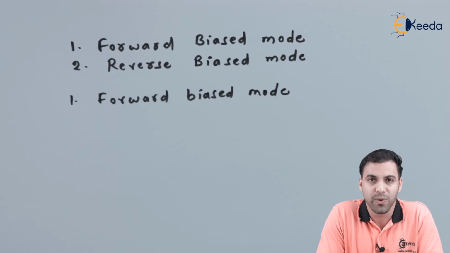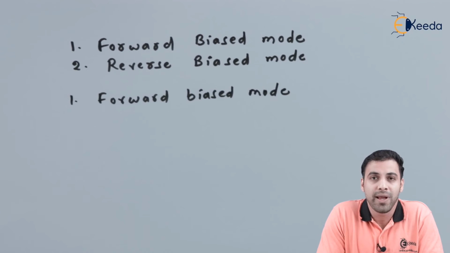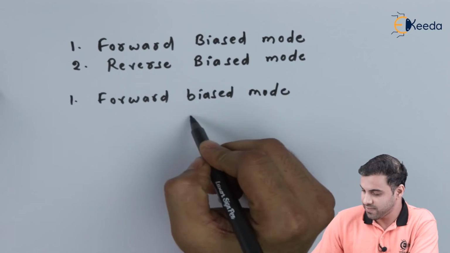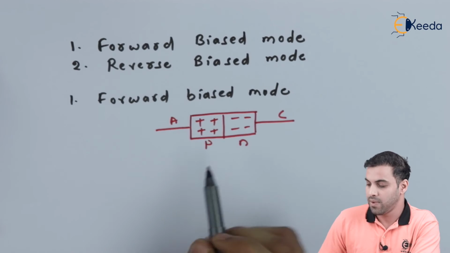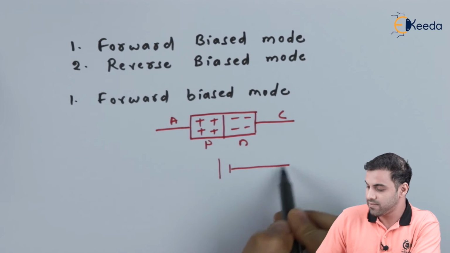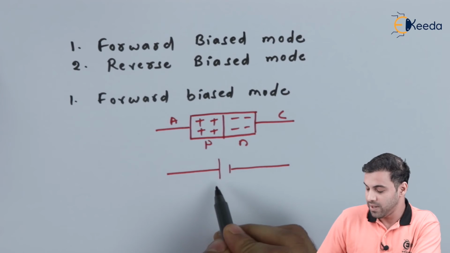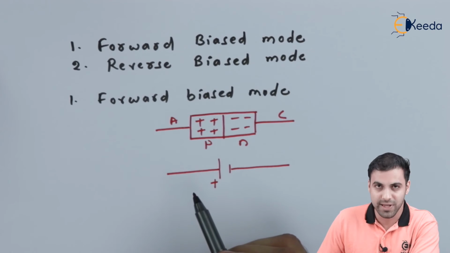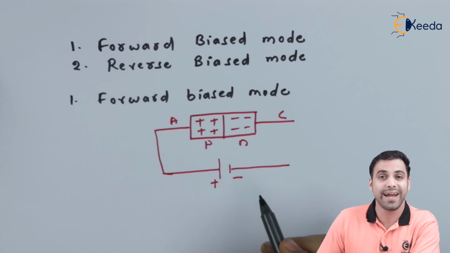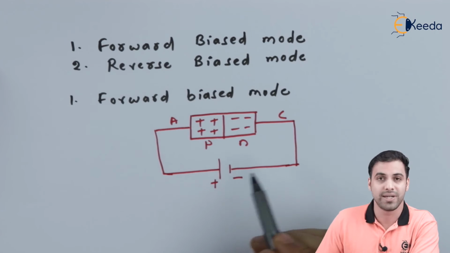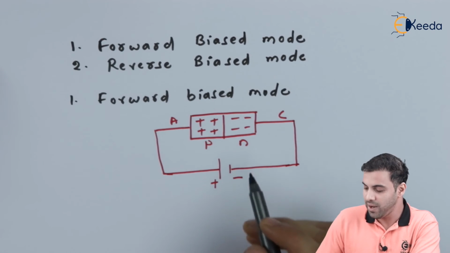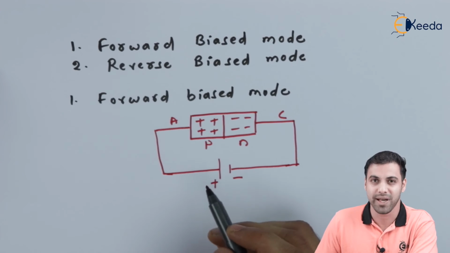So friends, the forward biased mode is a mode of operation when the positive terminal of a battery is connected with the P side of a PN junction and the negative terminal of the battery is connected with the N side of the PN junction. Here, as per this figure, I am connecting a DC battery. The positive terminal of the DC battery is connected with the anode and the negative terminal of the DC battery is connected with the cathode. This makes the diode operate in the forward biased mode. If I draw the symbol of the diode in the forward biased mode, it looks like this.